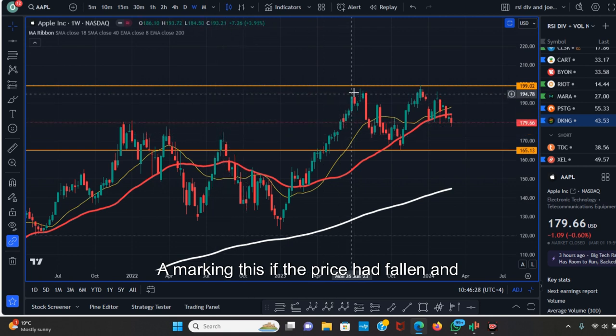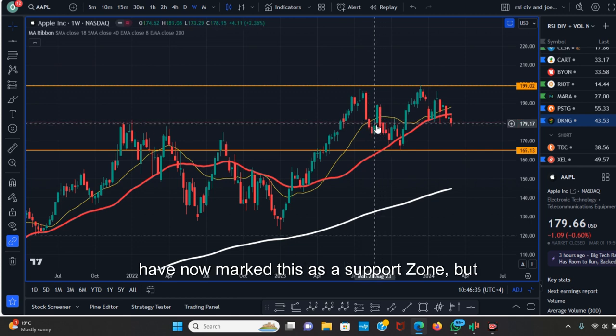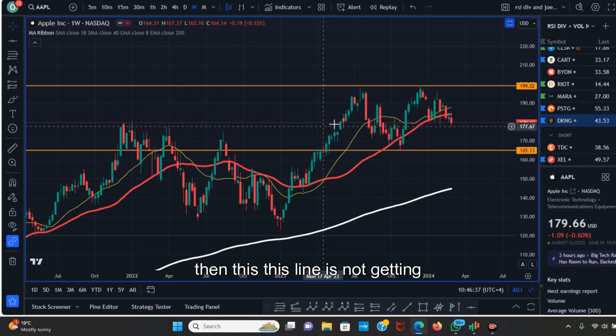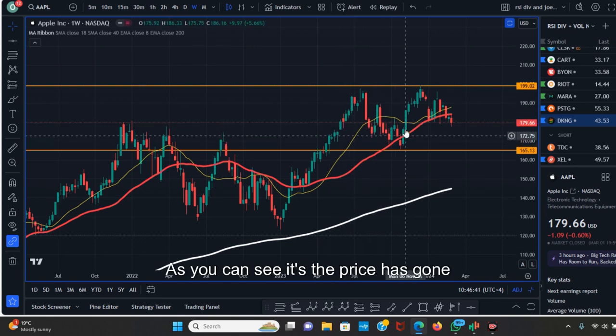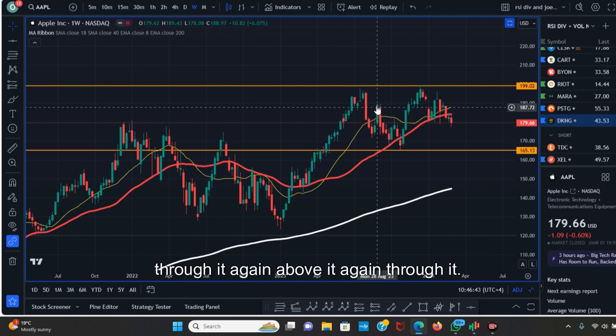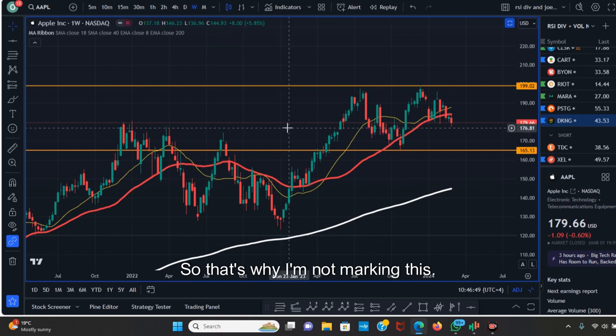If the price had fallen and took support at this line, then I would have now marked this as a support zone. But then this line is not getting respected anymore. As you can see, the price has gone through it, again above it, again through it. So this is not valid anymore, this past price. So that's why I'm not marking this.